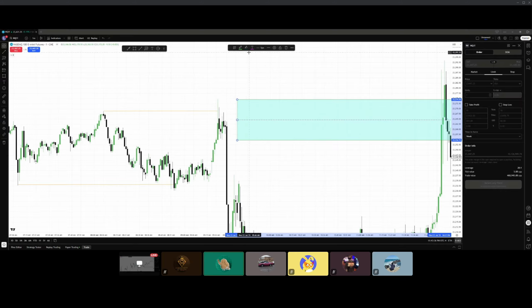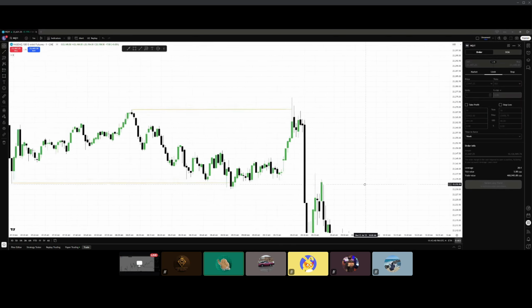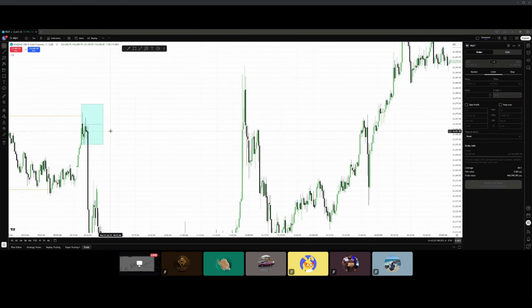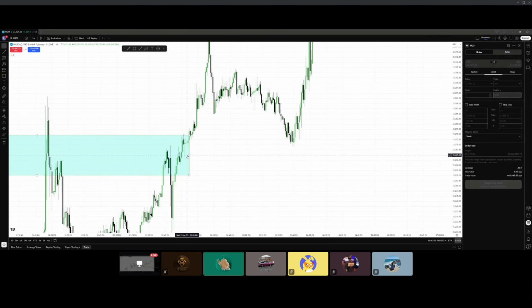Now, that breaker block that we're looking at needs to be a green candle. It needs to be the highest one too. So it's this one right here. So you draw it from the body to the wick. So it's from here to up here. And the market comes over and uses it right here.